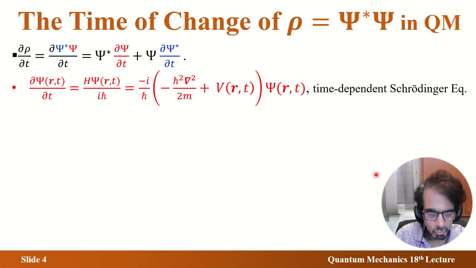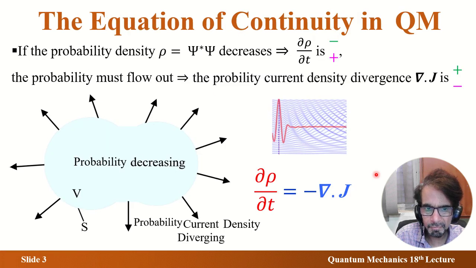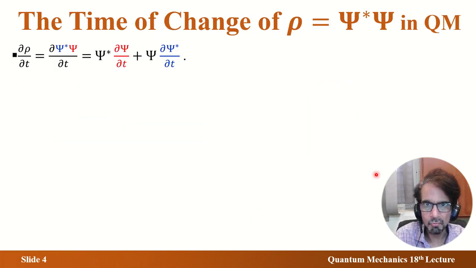And I go to the actual calculation. Now, if probability density is psi star psi, its time derivative follows the simple scalar differentiation rule: psi times the time derivative of psi star, first times derivative of second, plus second times derivative of first.